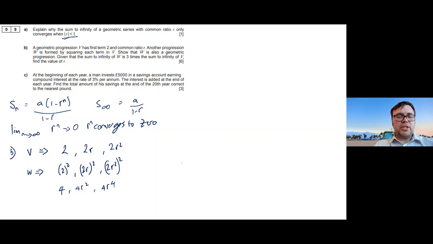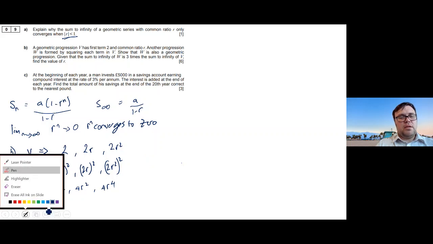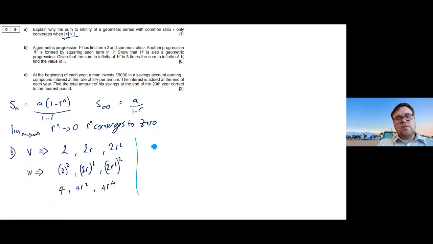Well, if this is a geometric progression, then 4r squared over 4 should equal 4r to the 4 over 4r squared. If it doesn't, then the common ratio is different. So simplifying the left hand side, I'm left with r squared. Simplifying the right hand side, I'm left with r squared. Therefore, it must be true. And you can keep on going if you wanted to. Satisfied that that's enough to show that the common ratio is the same, which is r squared. So I can move on.